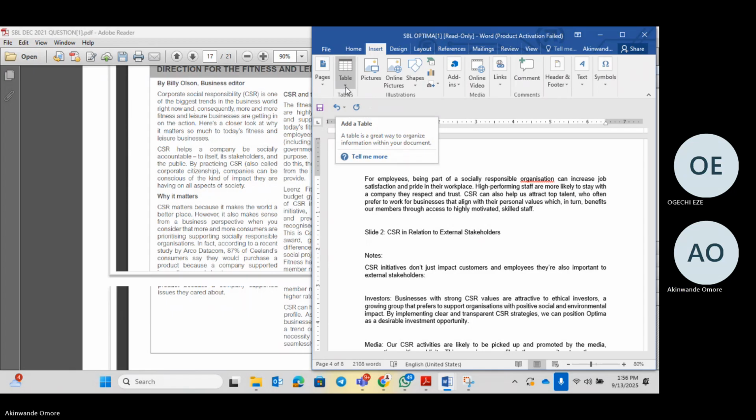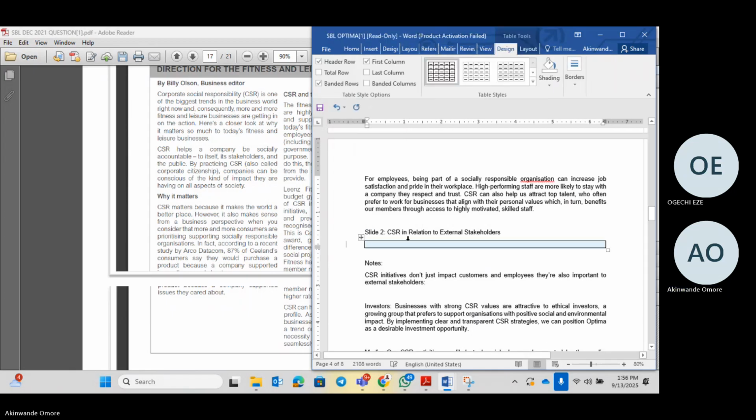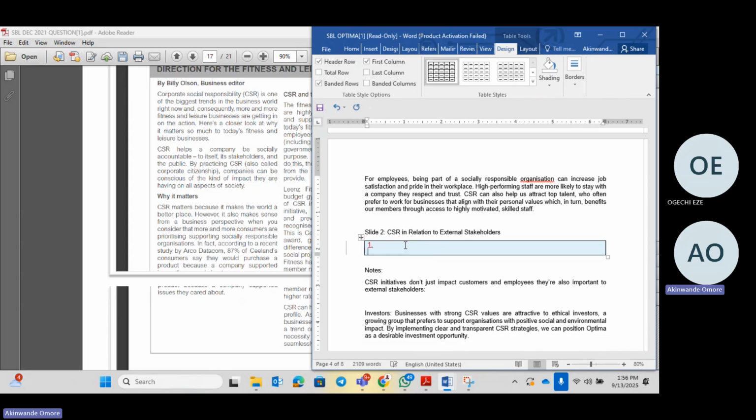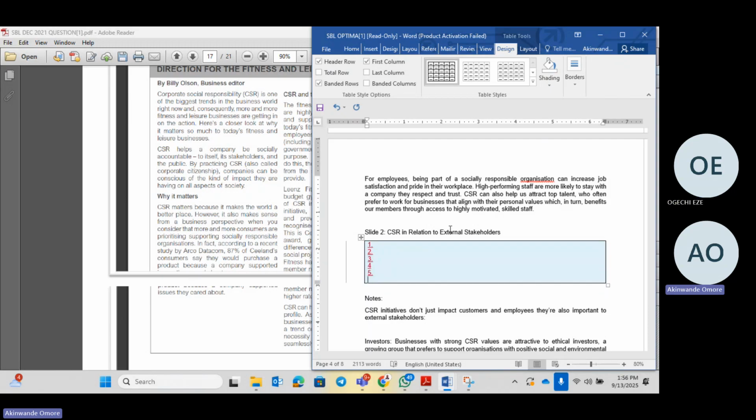Slide 2, you also insert a table. Then you list your points first: slide 1, point 2, point 3, point 4, point 5. Then you explain, and get your full mark. So can you document your number 1 and share with me? Then I will send your correct answer to you.